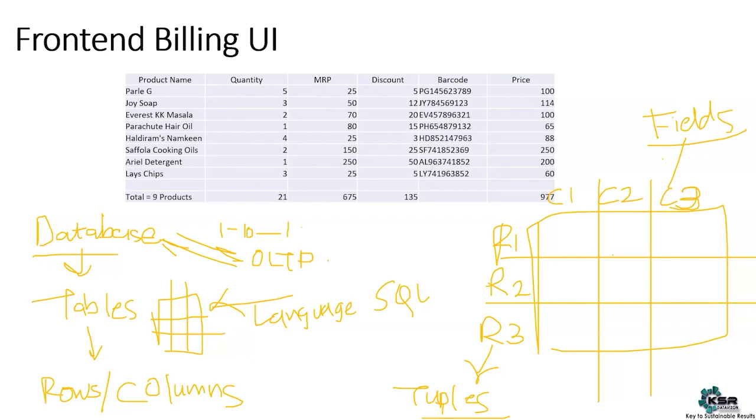So do not get confused. If someone asks you a question, how many tuples and how many fields are there? Tuples is nothing but your row. Field is nothing but your column. So need not get confused. You can call it a row and column. 99% of the people call it a row and column only. But scientifically, there are different names in SQL that are tuples and fields.